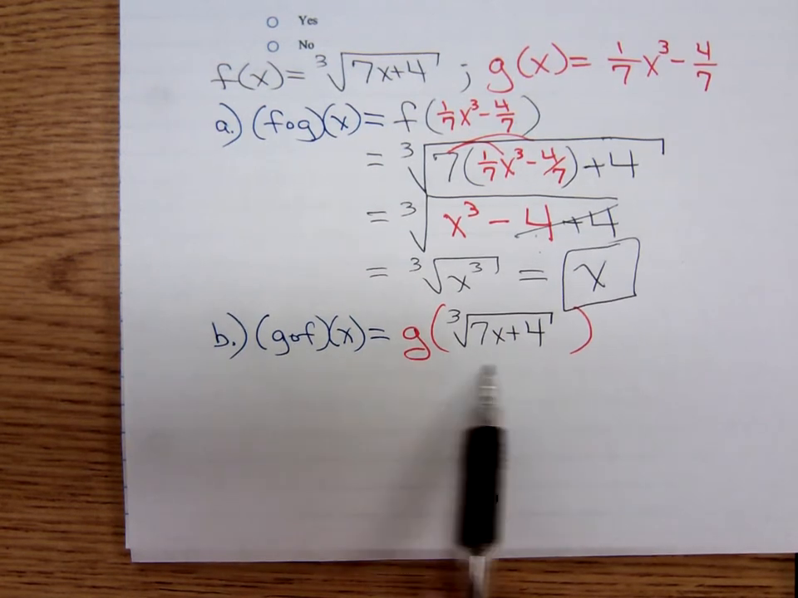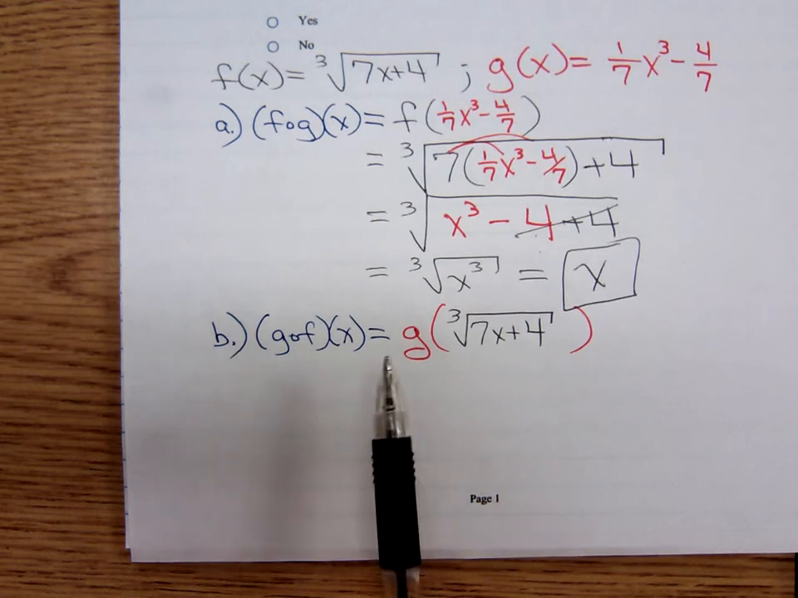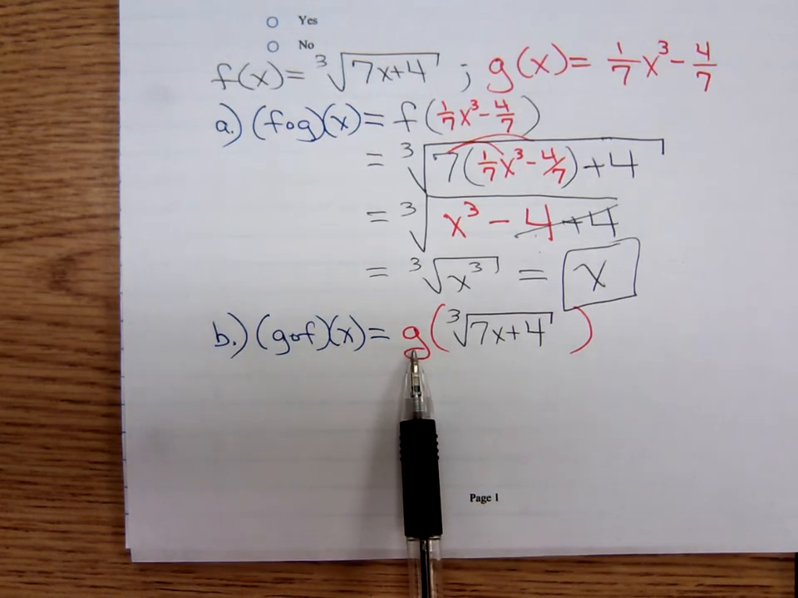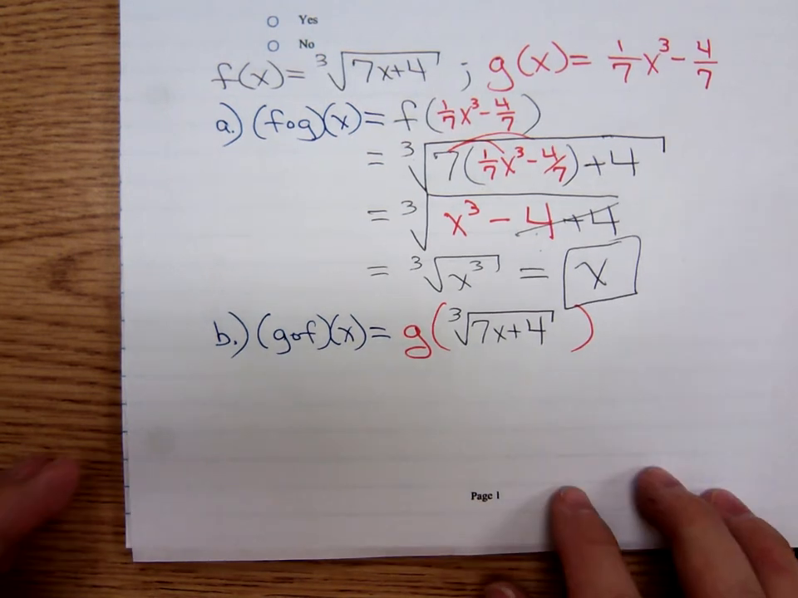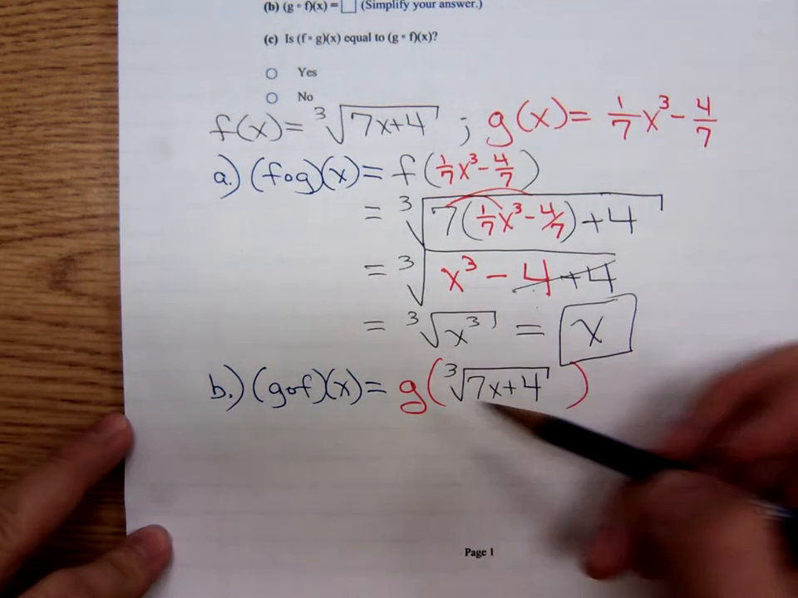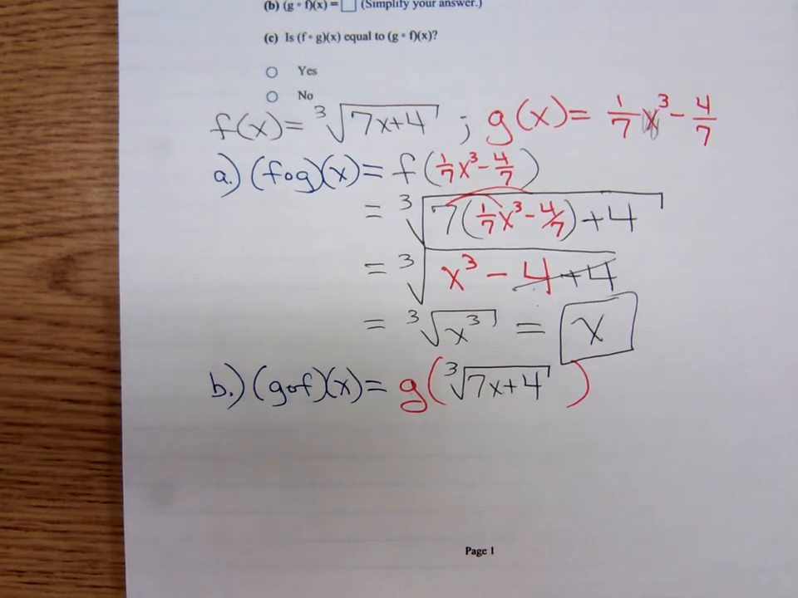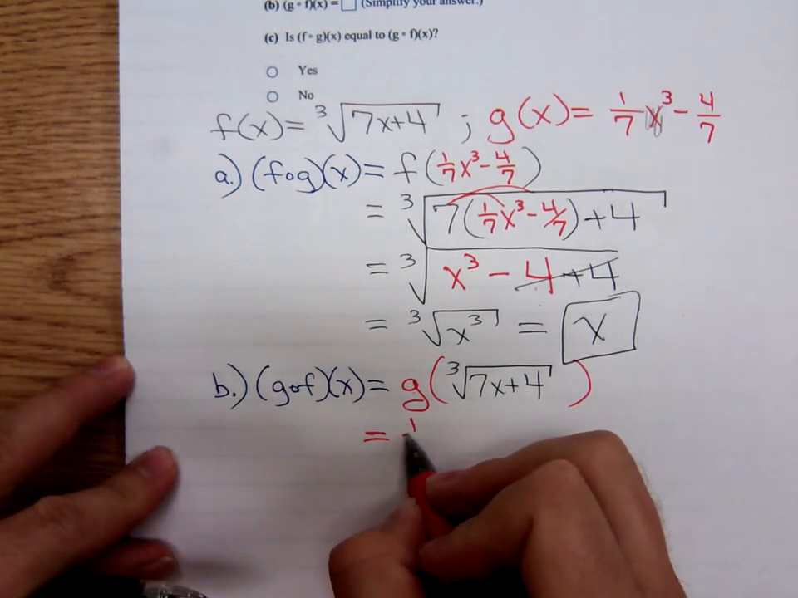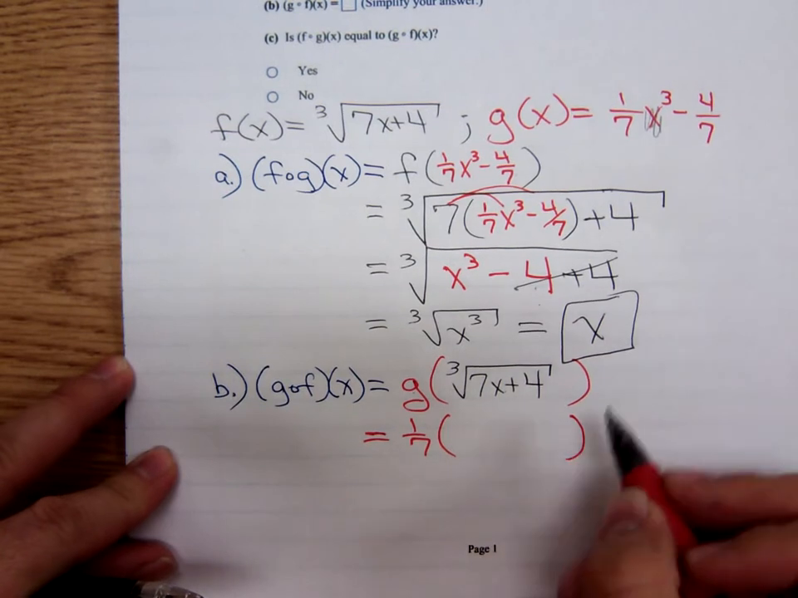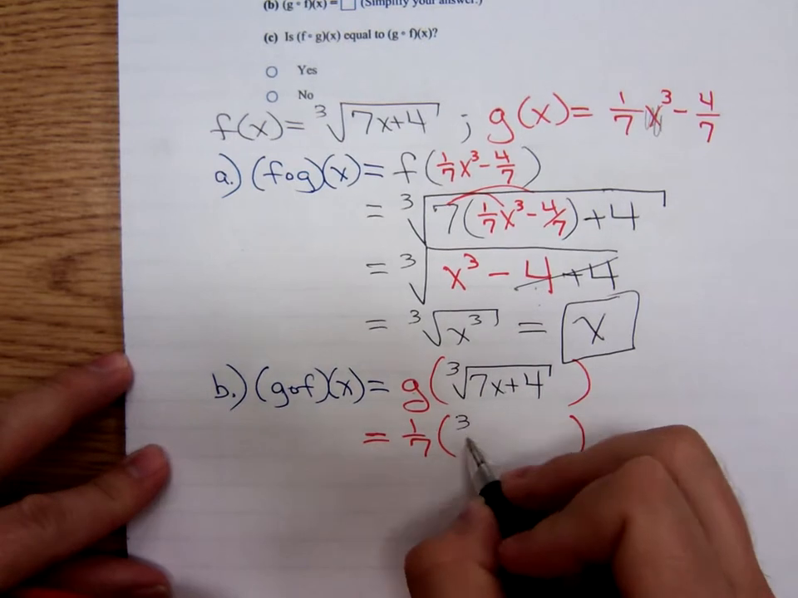What's this notation saying to do? We're going to go to the function g, and wherever we see a variable, we're going to plug in the cube root of 7x plus 4. So we have a 1/7, and we replace the x with the cube root of 7x plus 4.